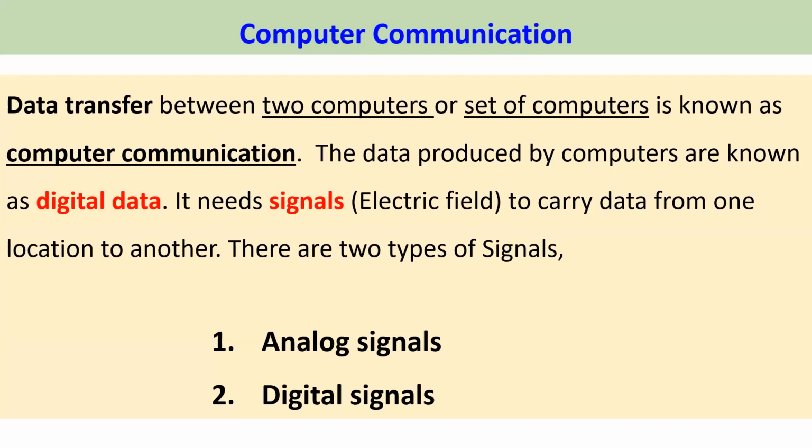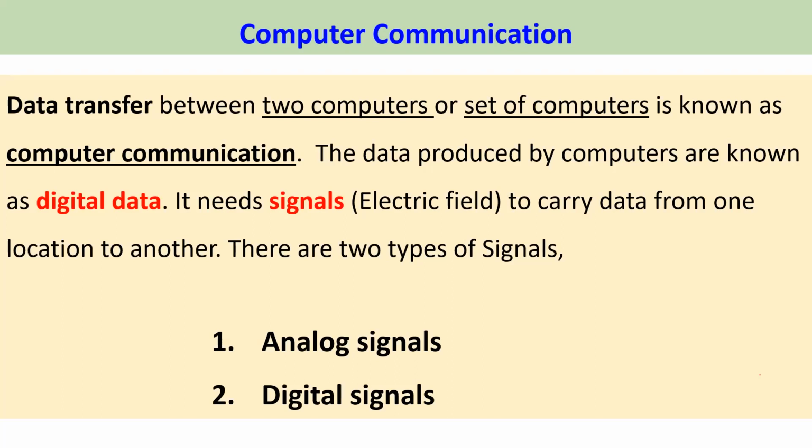Likewise, if you want to send data from one location to another location, digital data is sent in the form of signals. A signal is an electric field. These signals are used to carry data from one location to another location. There are two types of signals. Normally, when we work with computers, especially in data communication, we refer to analog signals and digital signals. We should have a small idea about these signals.